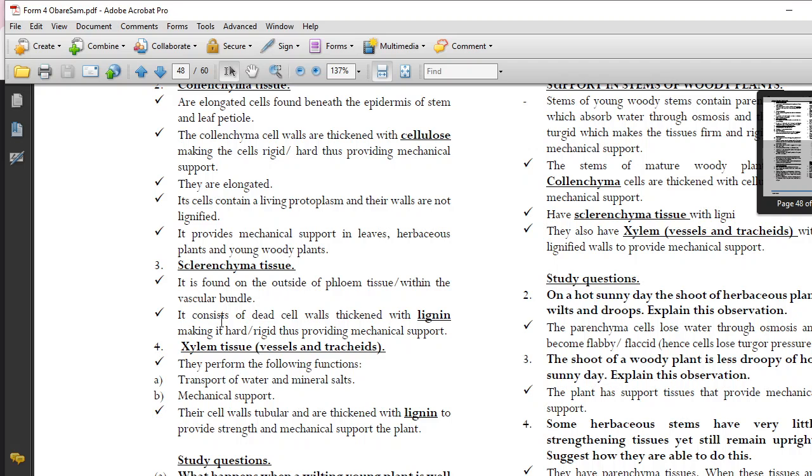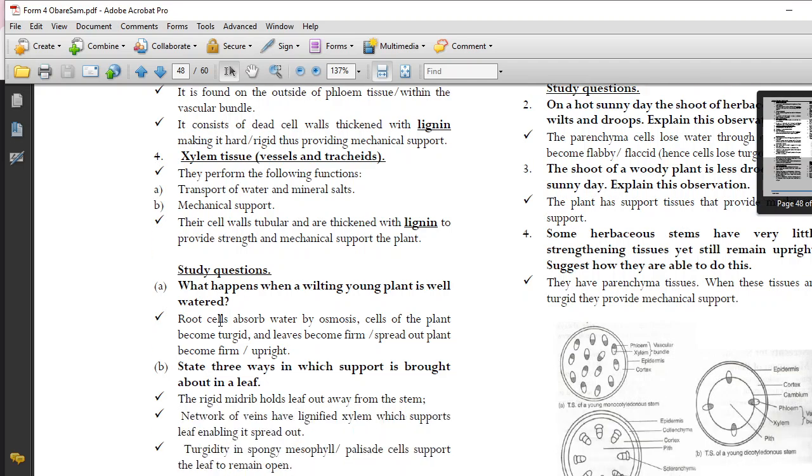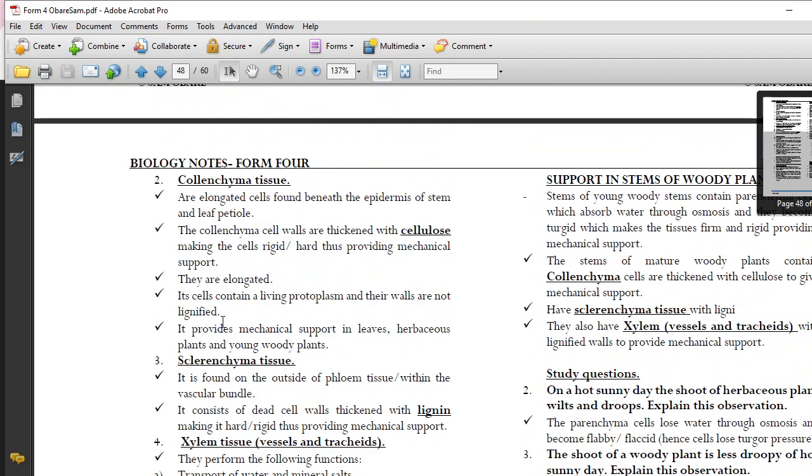Besides the function of transport of mineral salts and water, which we looked at in Form 1 and Form 2, the xylem vessels also offer mechanical support, and the reason is because they are also lignified, if you can remember. We said they are lignified. And therefore, the emphasis I'm putting is that you understand those support tissues. There are other ways through which plants offer support.